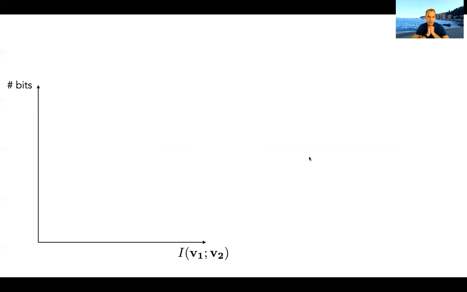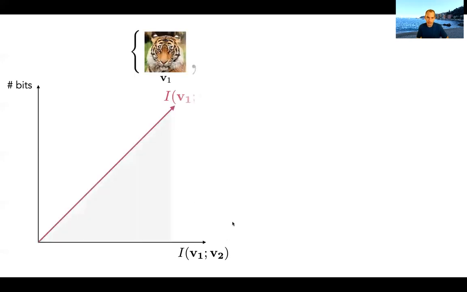So I'm going to plot now. On the x-axis, again, the same exact thing, the mutual information between two views, view 1 and view 2. And then we're going to show how this relates to other measures of information. So first we'll plot I(v1; v2) with respect to itself. That's just the identity function. So as we choose different views at different distances, we'll lie on different points on this line.